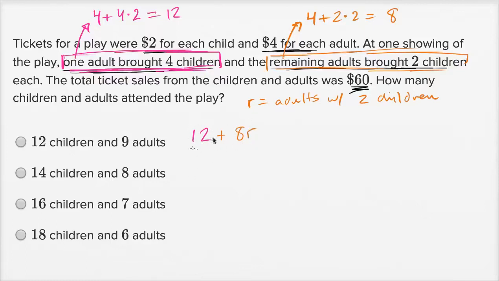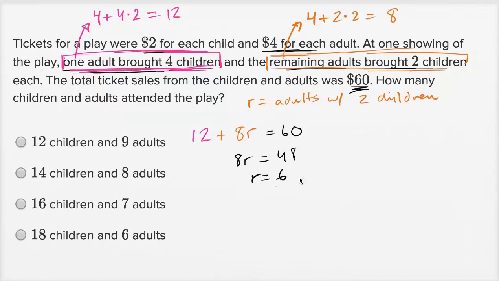And you add that to the ticket sales from this one adult with the 4 children, and they're going to have to add up to $60. Let's see, we can subtract 12 from both sides, and then on the left we'll be left with 8R is equal to 60 minus 12, which is 48. Divide both sides by 8, you get R is equal to 6.